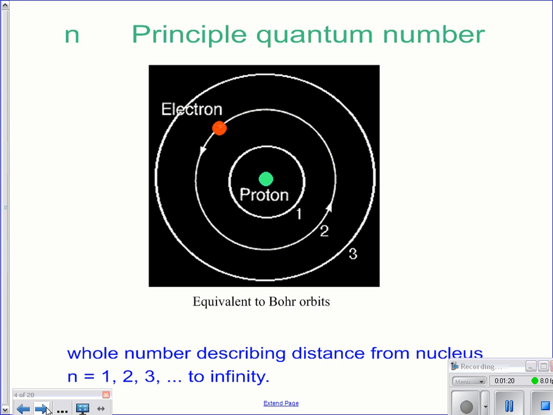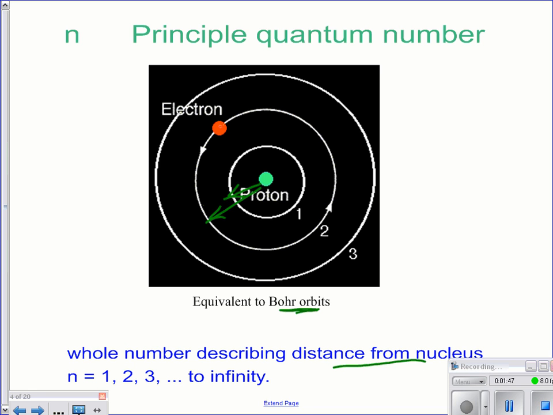The first one, you know it already because it's exactly the same thing as in electron configuration. The first quantum number is n, which is known as our principal quantum number. It tells us the distance from the nucleus. It tells us the energy level. It's equivalent to what Bohr called his orbits. In other words, it is that distance from the nucleus.